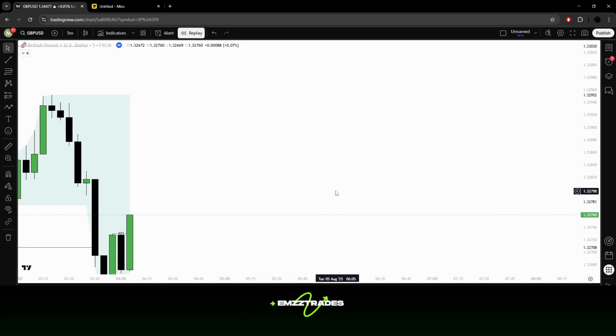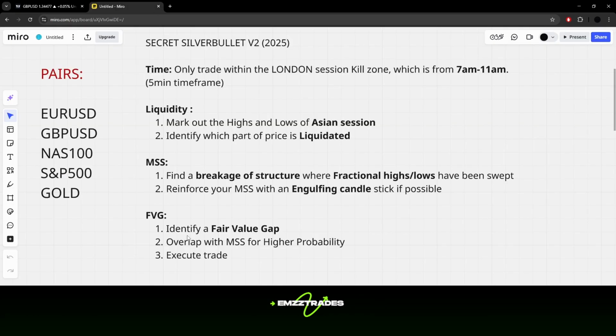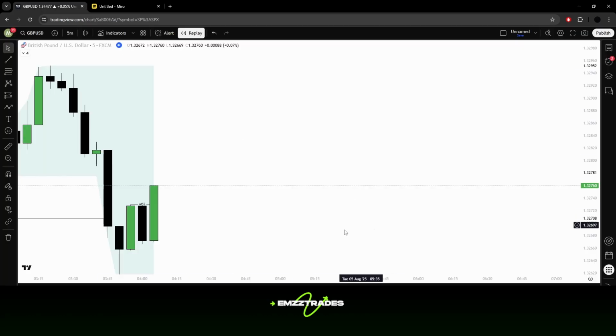And now what we're looking for is a fair value gap. We need to identify a fair value gap, overlap it with a market structure shift to get a higher probability, and then we can execute the trade from then on.